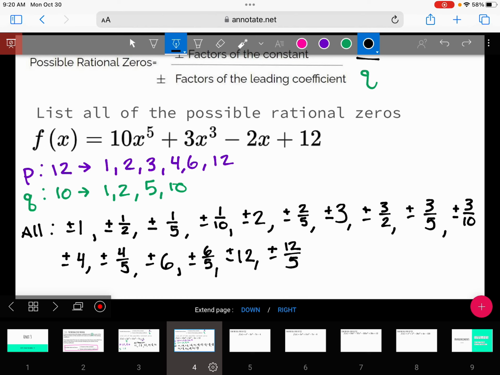It's going to have 5 roots somewhere. We don't know how many are real. We could use the Descartes rule of sign to see how many are positive, how many are negative, that kind of jazz. But all of our real answers are here somewhere. They're here. We just don't know which ones they are.